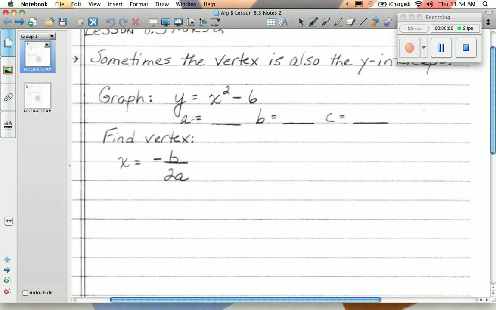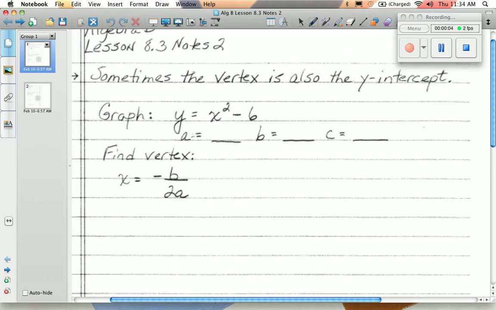Okay, so as we continue on in 8.3, this is sometimes the case. The vertex will also be the y-intercept. So let's look at this first one, y equals x squared minus 6. First of all, is it in standard form? y equals x squared minus 6. Is that standard form? Good.